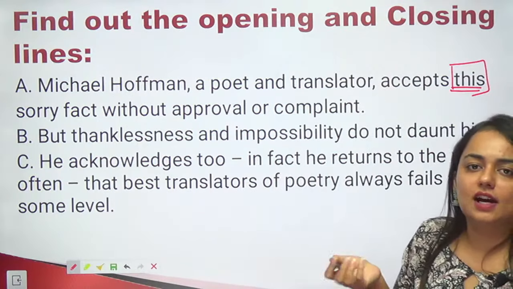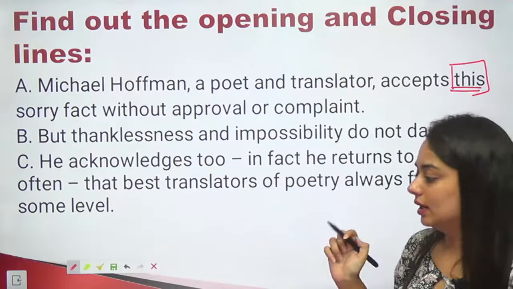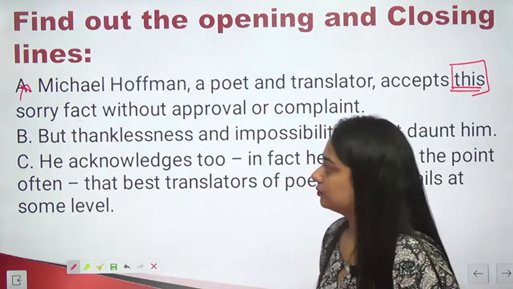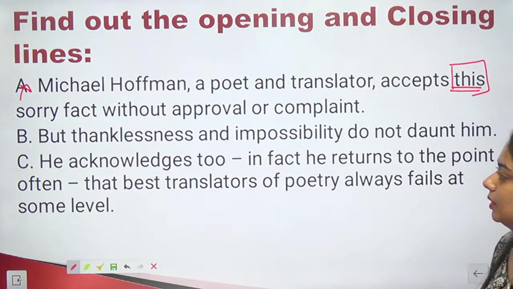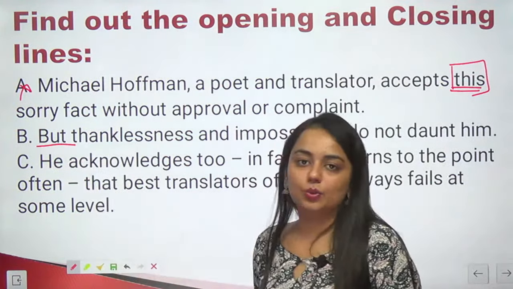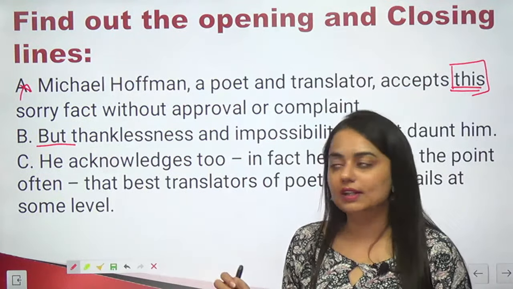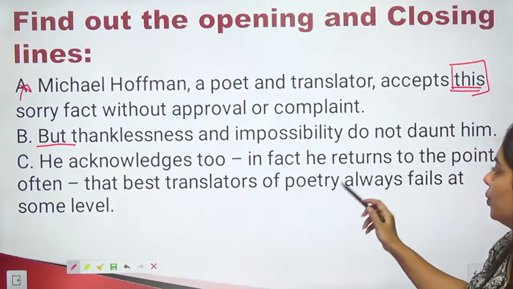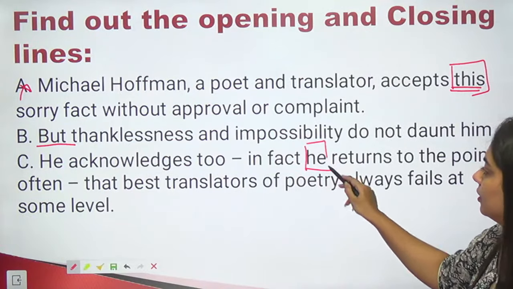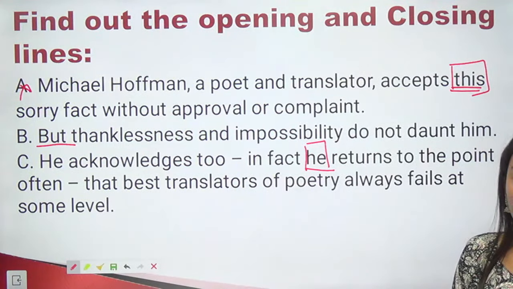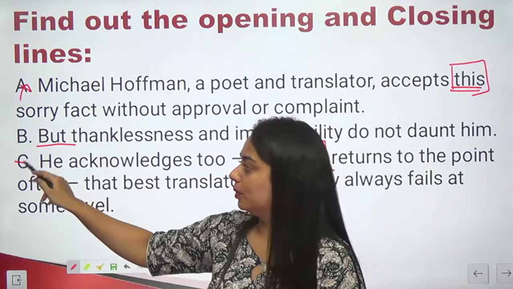What sorry fact are we talking about? We need to be clear about it. So something should be preceding it. So this cannot be an opening line. But thanklessness and impossibility do not daunt him. Because it starts with but, it again cannot be an opening line because this is not an independent sentence. He acknowledges too, in fact, that he returns to the point. A pronoun again. How do we know who we are talking about? The name has not been mentioned. So this also cannot be the opening sentence.